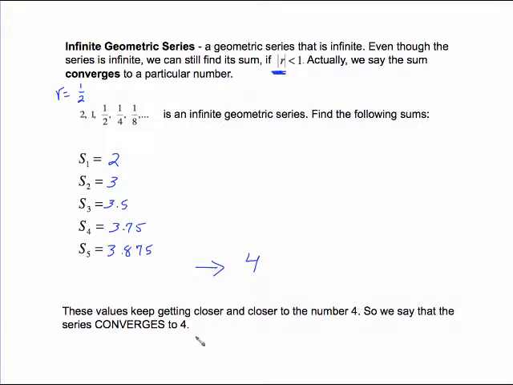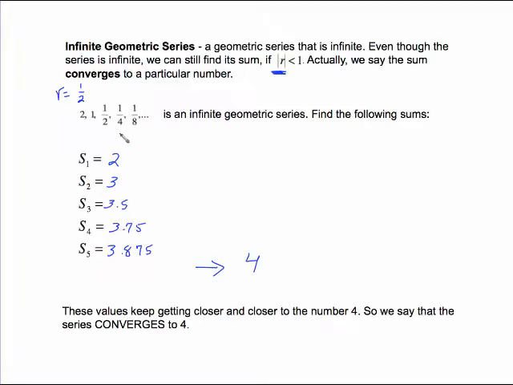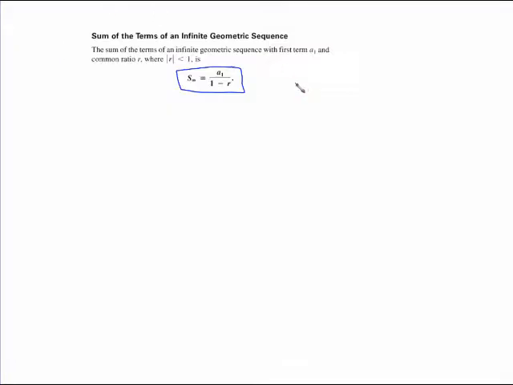So these values keep getting closer and closer to the number 4, so we say that the series converges to 4, and we would say the sum of this infinite geometric series is 4. There is your formula. So we can use that formula to go back and find the sum of this infinite series. This infinite series was 2, 1, a half, etc. So once it's infinite, it's just a1 over 1 minus the common ratio.